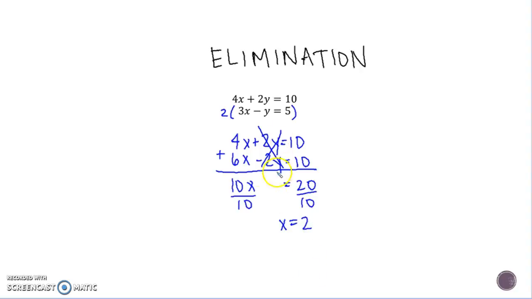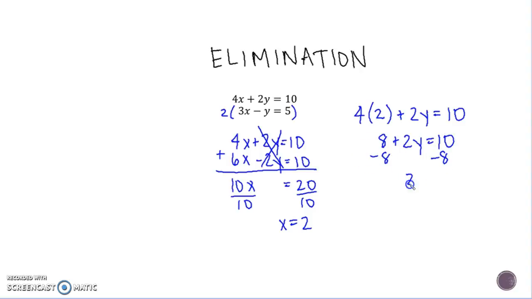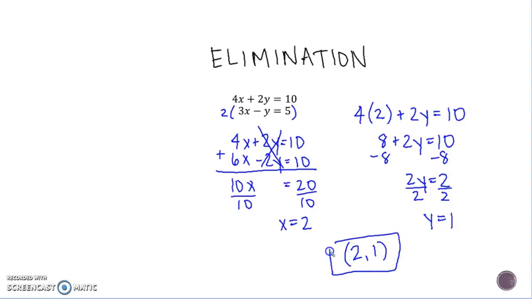So in elimination, our goal is to eliminate one of the variables. I'm not done yet. This is only half of my answer. I take x and plug it back in. So I'm just going to pick an equation to plug it into. So if I plug it into the first one, I have 4 times 2 plus 2y has to equal 10. 4 times 2 is 8. Subtract 8 from both sides, and 2y equals 2. Divide by 2, and y equals 1. And then you write your answer as an ordered pair. So my answer would be (2, 1) with parentheses.